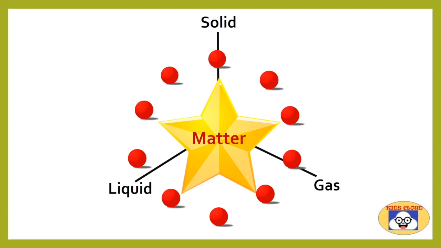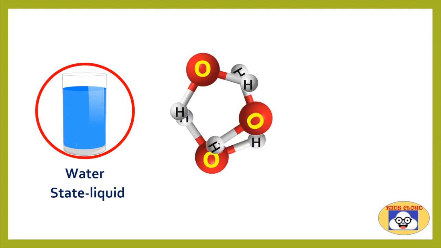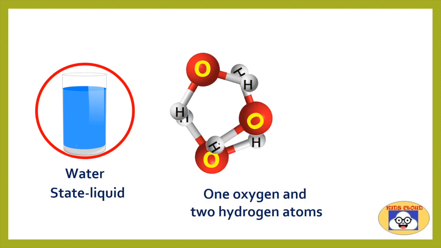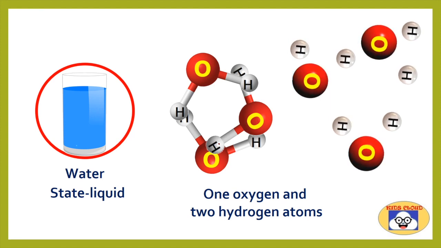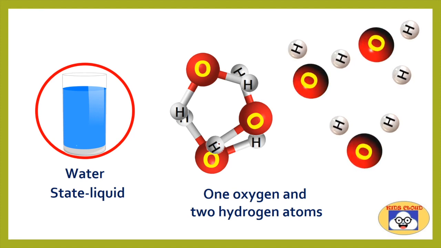Here are some examples of different states. A very simple example of a liquid state is water. What do you think about it? Which are the finest particles in water? Water consists of H2O molecules. A molecule of water is composed of 2 atoms of hydrogen and 1 atom of oxygen. Hence, we can say that the tiniest particles in water are atoms of hydrogen and oxygen.